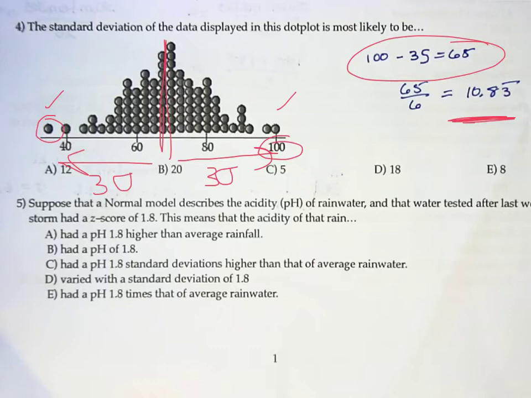The next one, it's looking at a normal model to describe the acidity, and they tell you the z-score is 1.8. A z-score of 1.8 means that it is 1.8 standard deviations higher than the average rainwater. So that would be choice C.